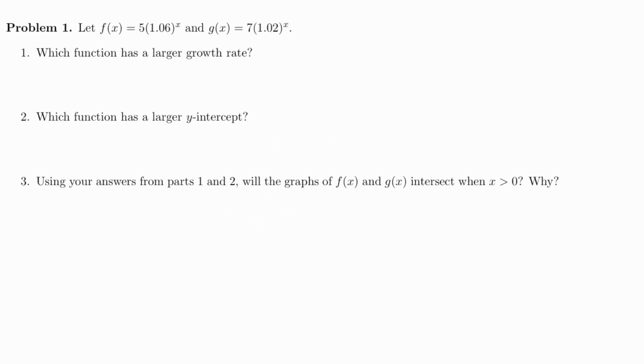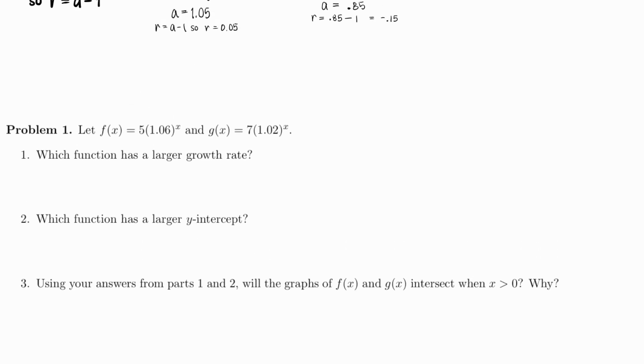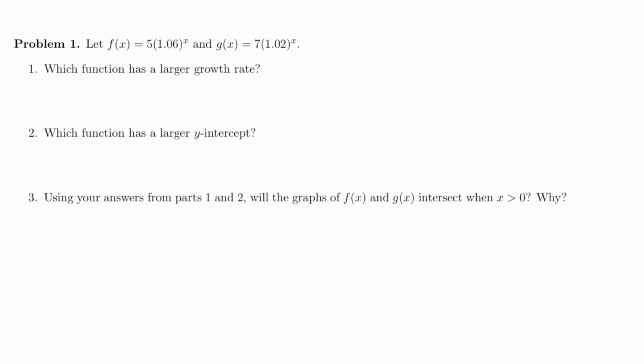F of x is equal to 5 times 1.06 to the x, and g of x is equal to 7 times 1.02 to the x. And let's remember that an exponential equation looks like, well, let's say y equals c times a to the x.